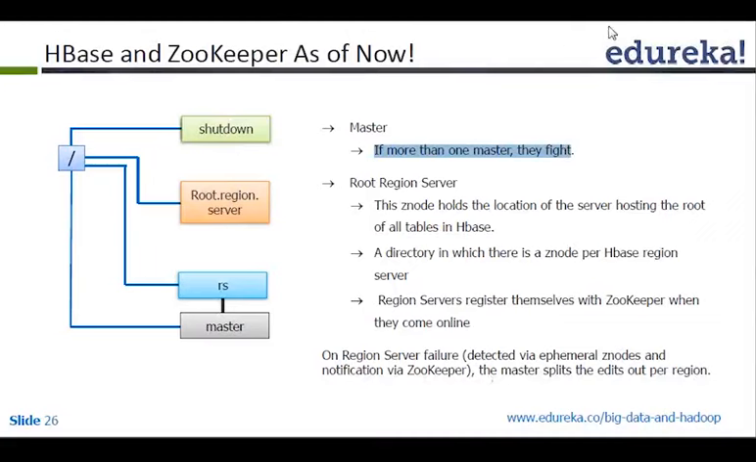The root region server is going to be the Z node, or the system that holds the location of the server hosting the root of all tables in HBase. A directory in which there is a Z node is based for every region server. Whenever a region server comes online, it registers itself with Zookeeper, so that region server failures are handled by Zookeeper. If a slave where the region server is running fails, then the master can do sharding. It will split the WAL, that is the write ahead log, across multiple regions. That is how this architecture is going to be.